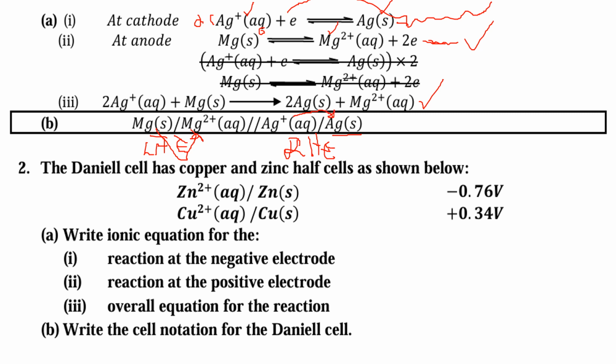So that's how we write cell notations. On the left-hand electrode, it must be the anode reactions, and the anode reactions involve oxidation. But the right-hand electrode must be cathode reactions, and cathode reactions involve reduction. Now we are given these equations too.